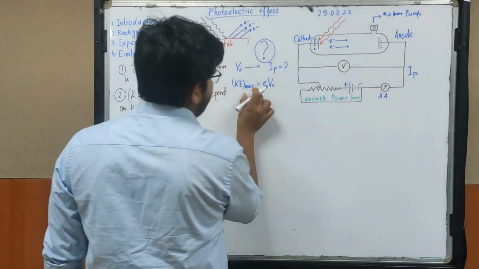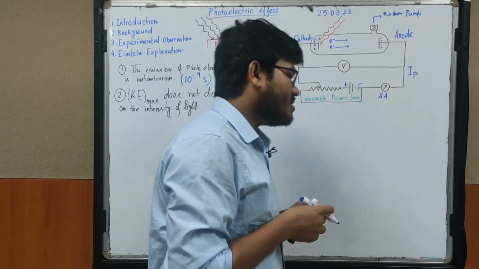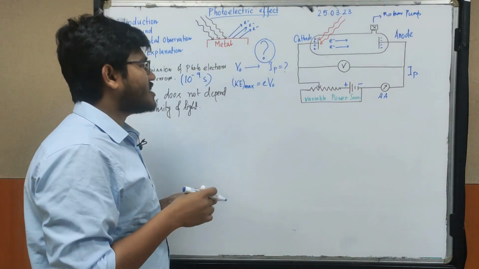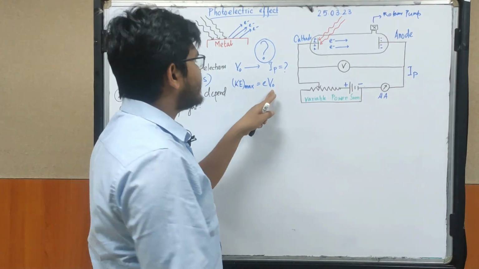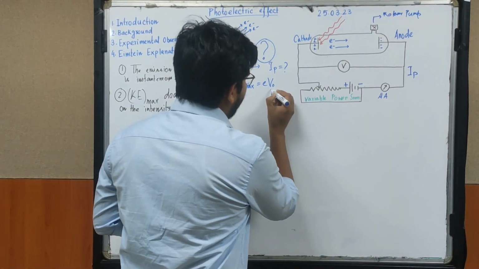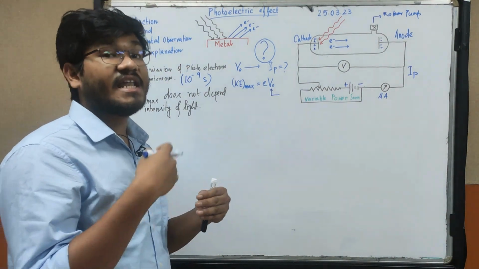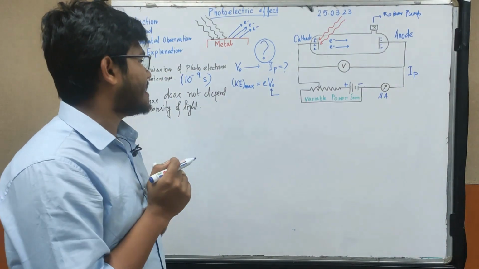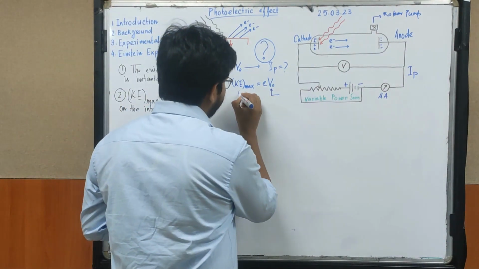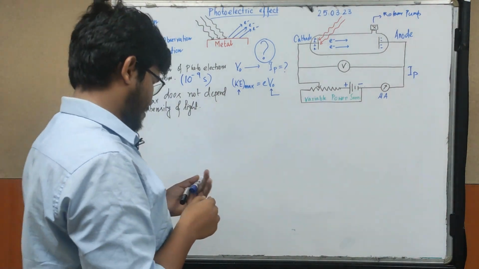I am using maxima here because the energy of the electrons will be lying in a range. All the electrons will not move with the same velocity. So stopping potential is some potential which is sufficient to stop the maximum energetic electrons also. That means there will be absolutely no current flowing in the circuit. That is why we use kinetic energy maxima. This is important. Okay. So this is one equation.